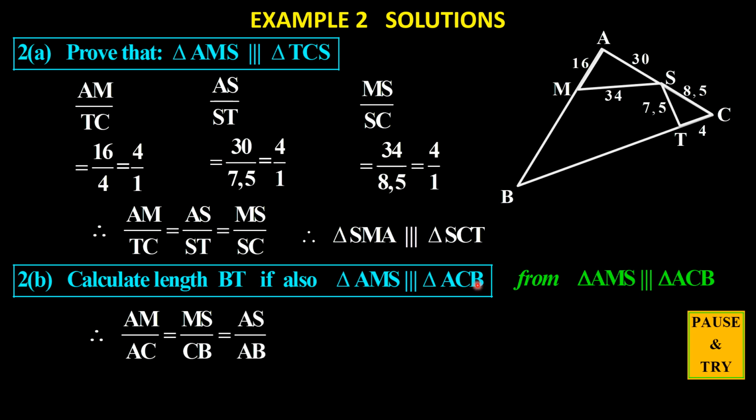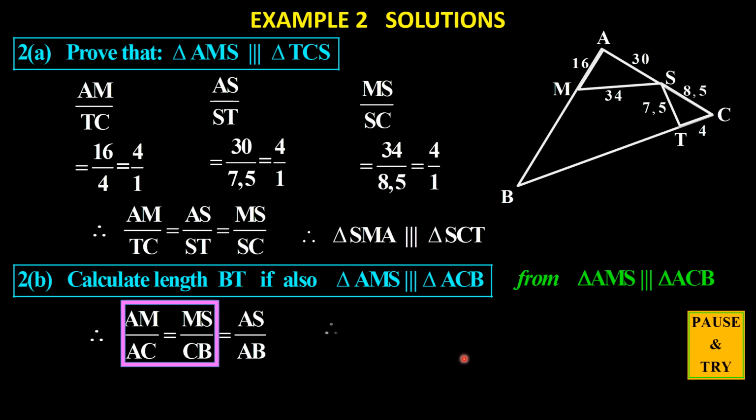And now we want to calculate, let's see what we have. AM, we've got AM's measurement. AC, we've got AC's measurement. MS, we've got, and CB is just BT plus 4. So there's only one. I can use the first pair there. And substituting, let's just see whether our substitution is correct. AM is 16, AC is 38,5, MS is the given 34, CB is the BT plus 4.